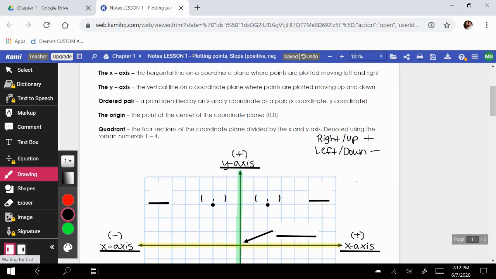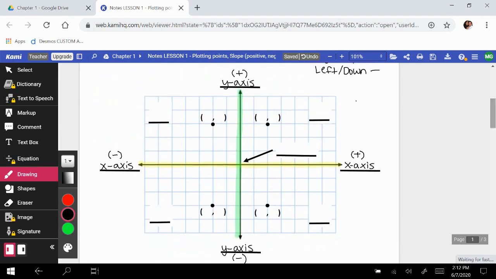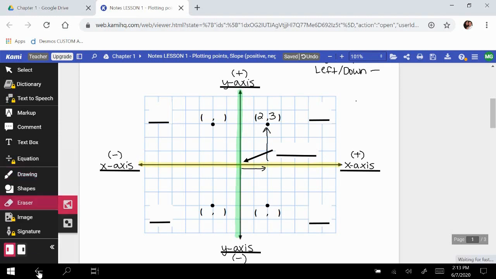Okay. I already talked about the x-axis and the y-axis. So now we're talking about an ordered pair. That's a point identified by an x and y coordinate. We always write the x coordinate first, and then we write the y coordinate. So let's look at an example. This point right here would be the point 2, 3. I know that because I would be moving to the right 2 units, so it's a positive value, and then up 3 units. Okay, we always list the x value first, which was 2, and then the y value second, which would be 3.